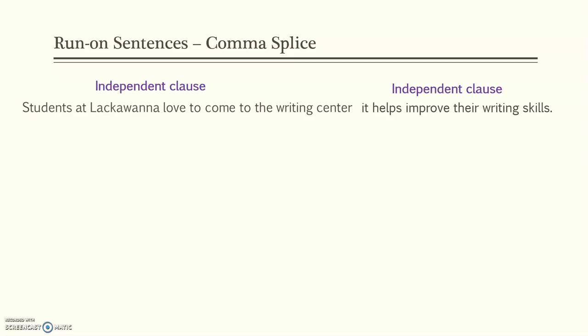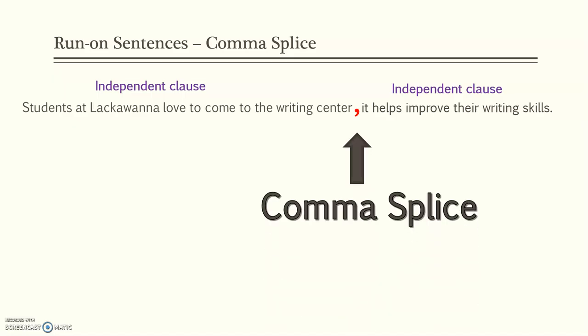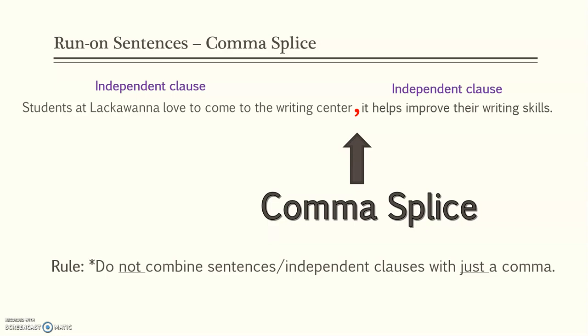One independent clause, second independent clause. It's tempting to separate these two with a comma. However, that would be a type of run-on called a comma splice. You do not combine sentences or independent clauses with just a comma, but let's look at how you would use a comma appropriately to separate these two.